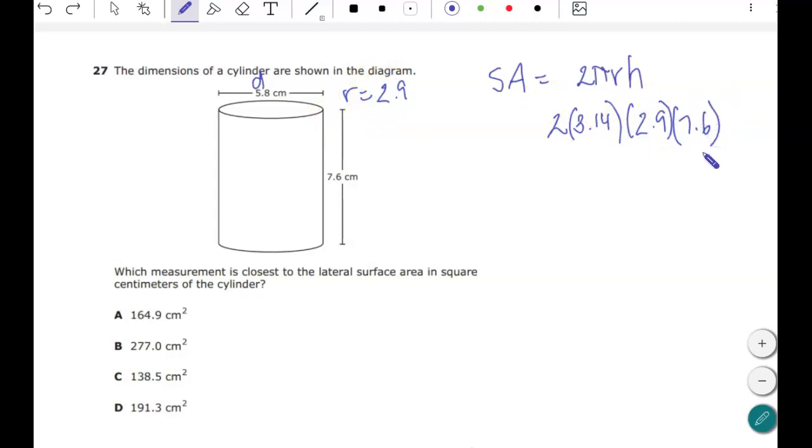All right, and then multiply all those together in your calculator. 2 times 3.14 times, oops, hold on, 2.9 times 7.6, 138.41. So obviously they used pi. So you can see that this is the correct answer.